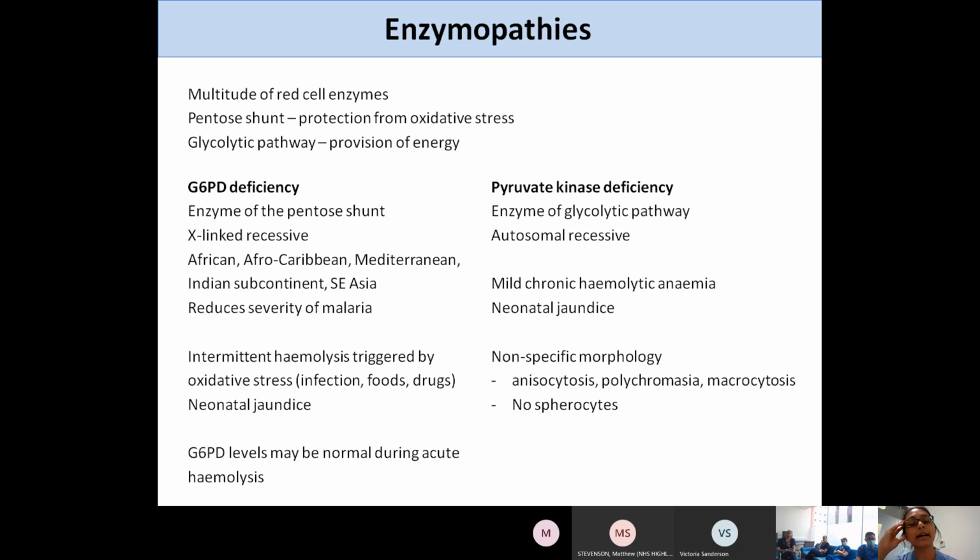The next most common enzymopathy is pyruvate kinase deficiency, which is an enzyme of the glycolytic pathway. This is also an autosomal recessive disorder, and it usually causes a mild chronic hemolytic anemia and can also present with neonatal jaundice. This has less typical red cell morphology. There can be a bit of anisocytosis, so a difference in red cell size, some polychromasia, some large cells, but usually there are no spherocytes, no bite cells, and no hemighosts.